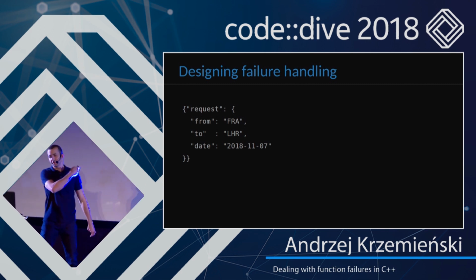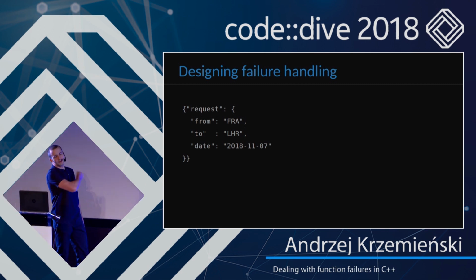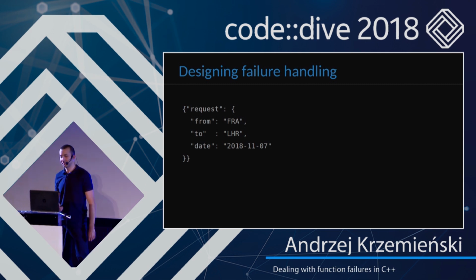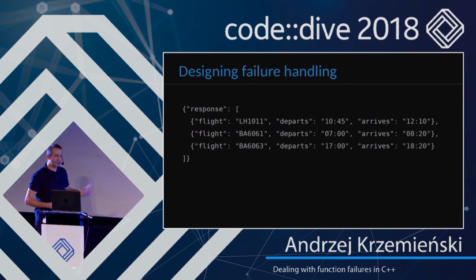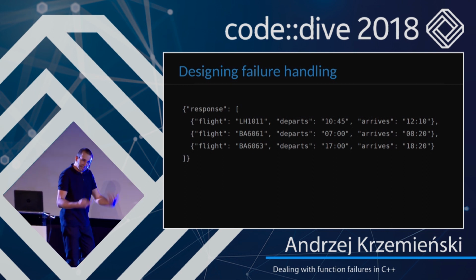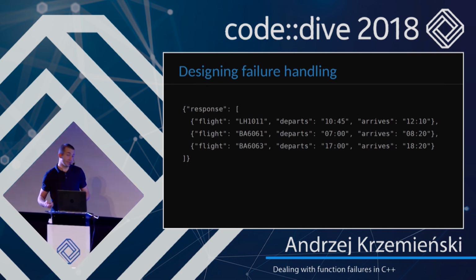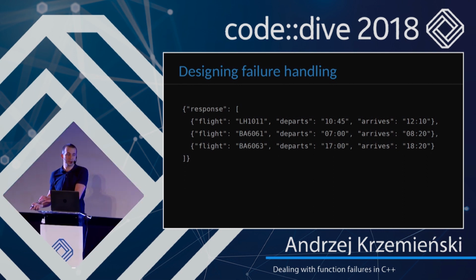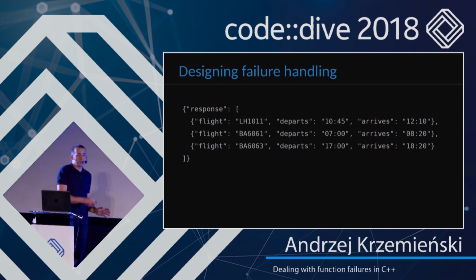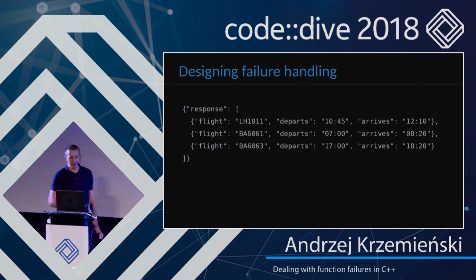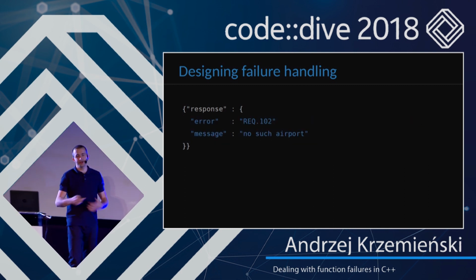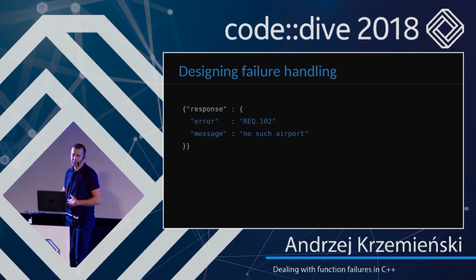There is some format to ask about the flight from one destination to the other, and there is some response format with the flights. And it is at this stage that we have to decide how we will be communicating to the customers that we didn't do what they requested of us, or that we did only part of the job they requested of us. This has to be designed. This is a part of the contract with the customers.